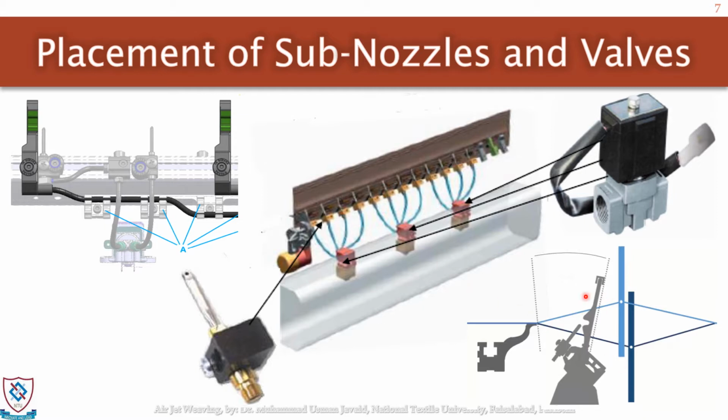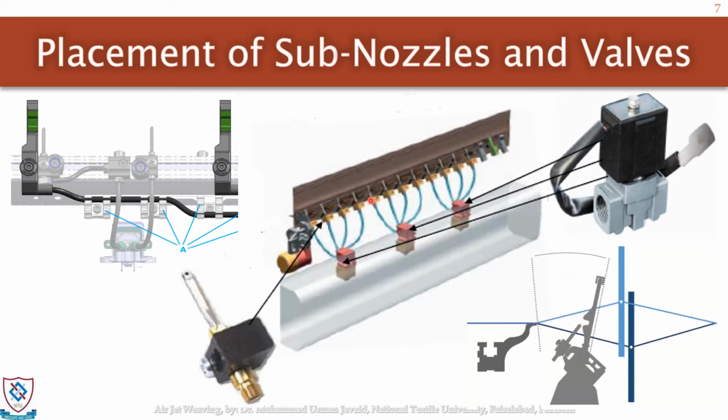You can see the side view over here. Here is the profile reed, and in front of it are the sub nozzles. This whole assembly is placed on a sley. This sley pushes the reed in the forward or backward direction. And this is our front rest, the cloth support, and exactly on the cloth support the beat-up will be done.